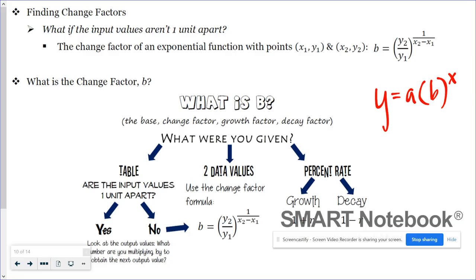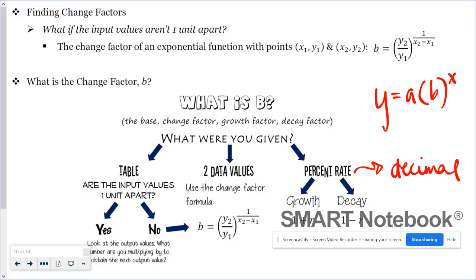In the first lesson, we were given a table of values, and we were able to identify the number you were multiplying by to obtain the next function value. And then we also worked with percent rates. We were given percent rates, and we turn that percent rate into a decimal, and if it's growth, we go 1 plus r, and if it's decay, we go 1 minus r. Okay. But what about change factors that aren't one unit apart?